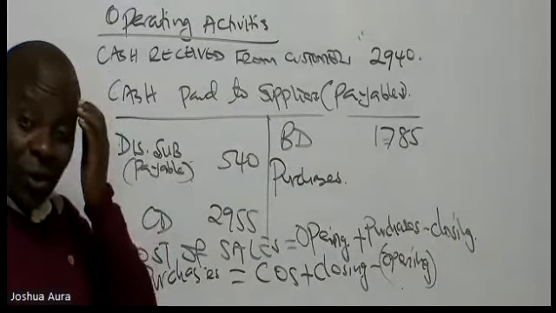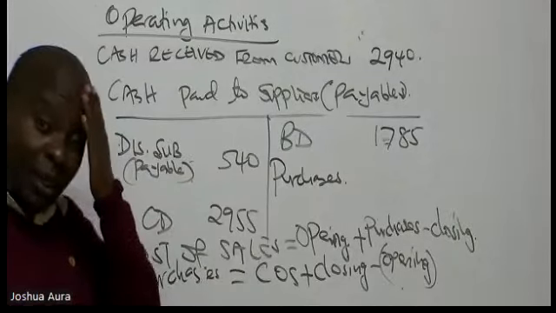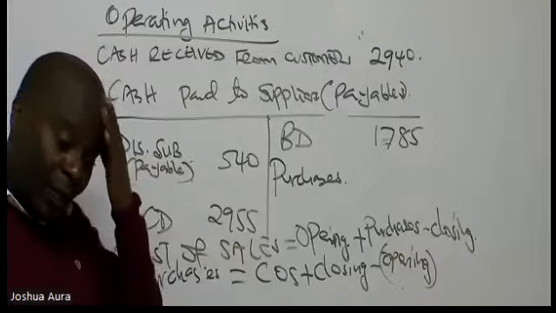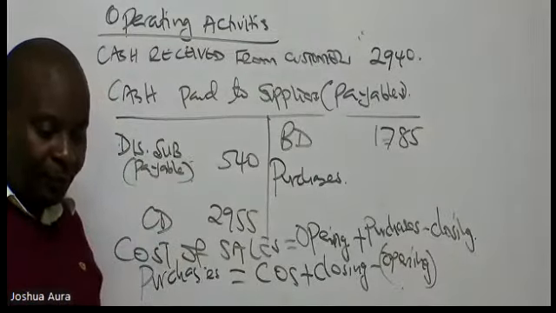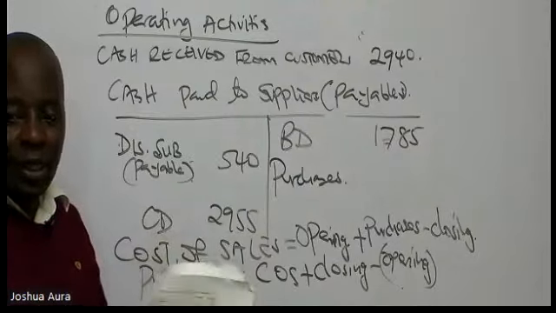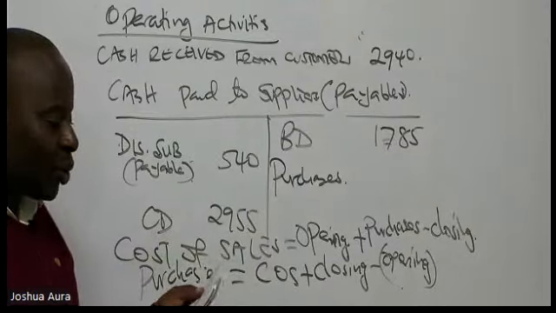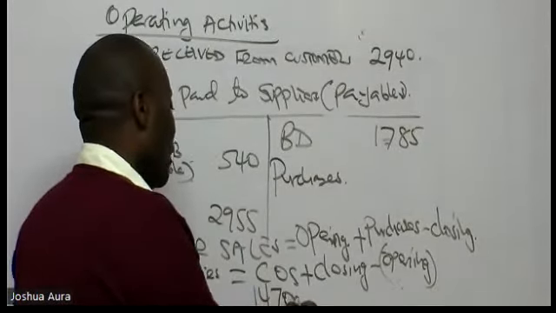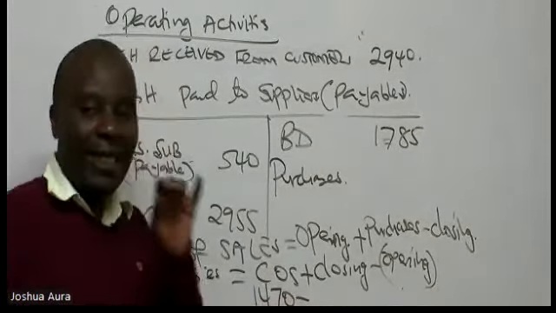Is there somebody who can see cost of sales in this question from the income statement? Irene says 14. Thank you very much. From the income statement, cost of sales is 1470. But now remember that this cost of sales must be adjusted.